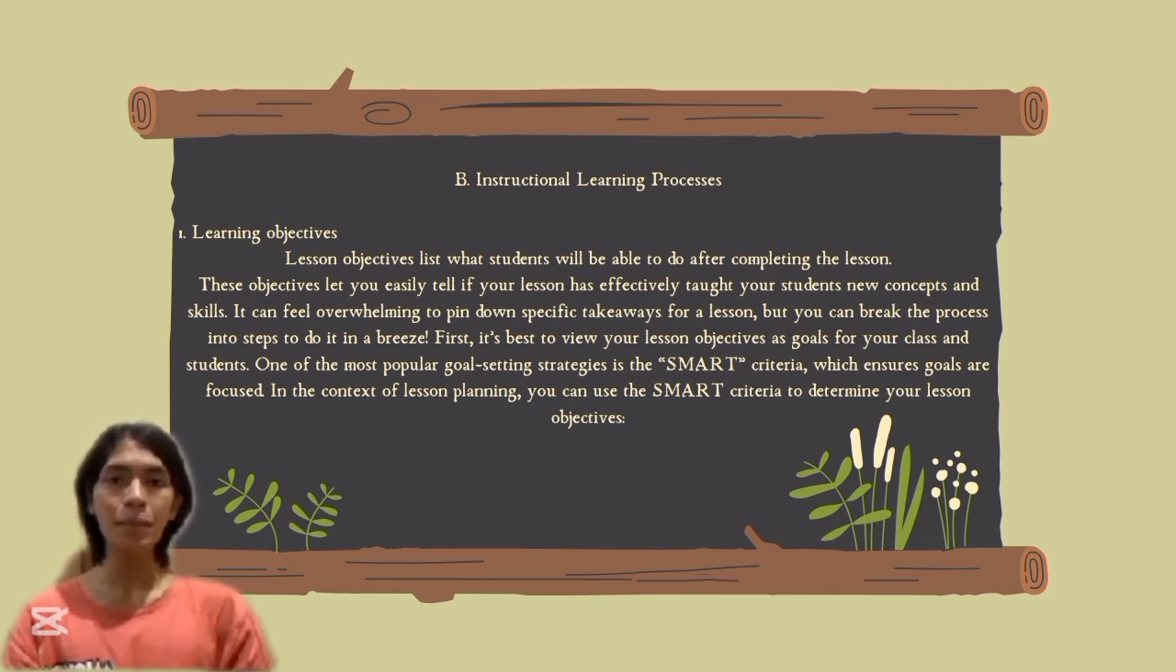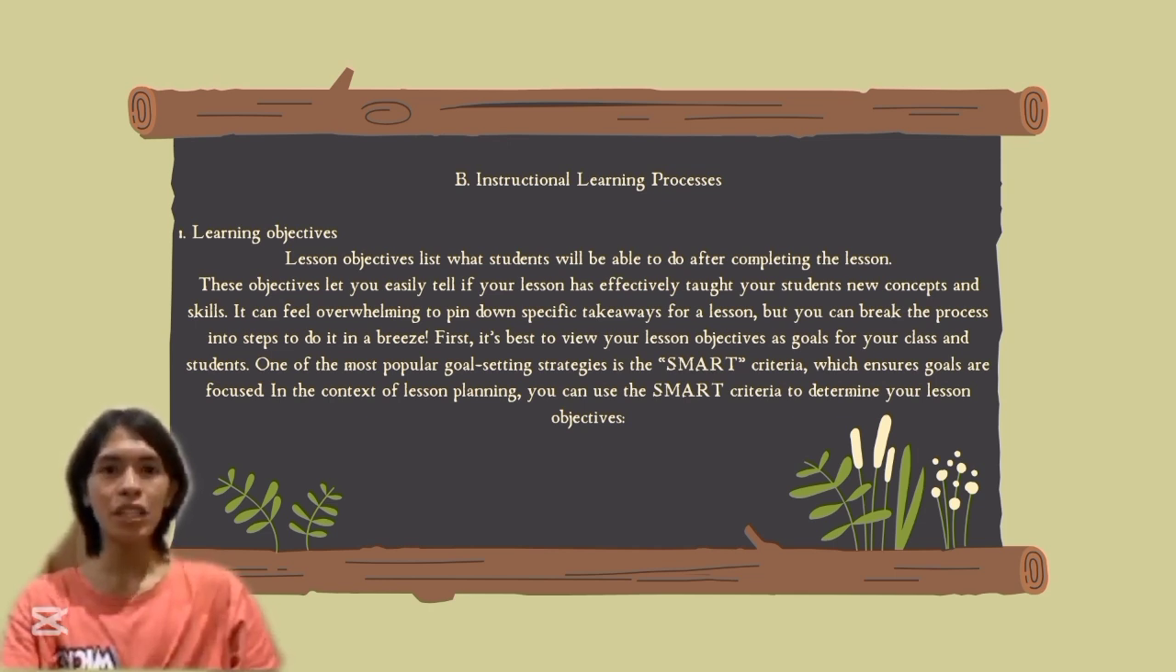For my topic, I am going to discuss the instructional learning processes. In this topic, we are going to tackle the learning objectives, the teaching content, and the lesson planning. Learning objectives. Instructional learning processes begin with defining learning objectives. These objectives specify what students should be able to do after the lesson. They are crucial for evaluating the lesson's effectiveness.